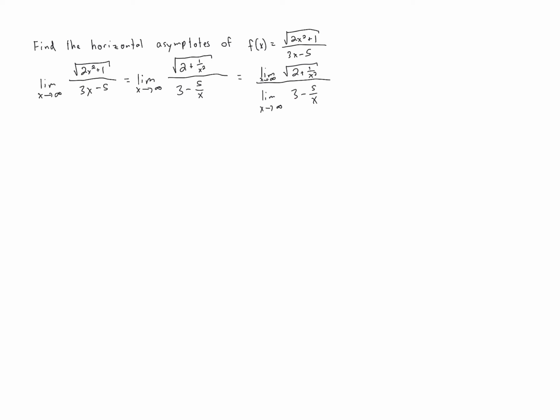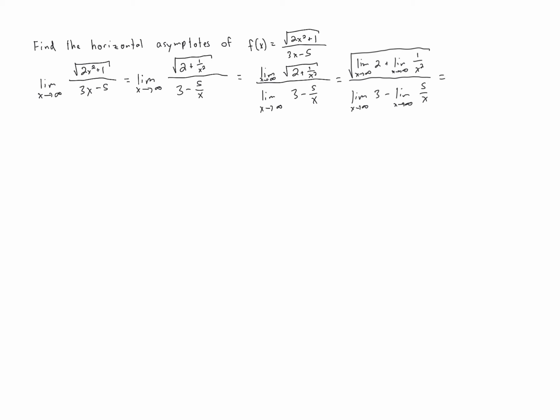So let's just go through and do all of that in one step now, so we don't have to write out a million steps. This is the square root of the limit as x approaches infinity of 2 plus the limit as x approaches infinity of 1 over x squared. And then in the denominator, we have the limit as x approaches infinity of 3 minus the limit as x approaches infinity of 5 over x.